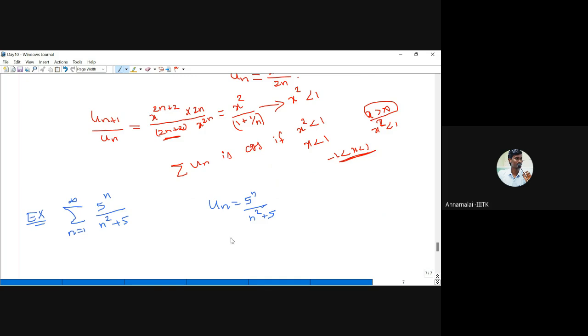Now, how can we choose Vn? We are going to apply un by Vn. If it is non-zero, then we can say that. Or if you want, we can apply the comparison test also. So you can use the comparison test. Can you find any bigger element compared to this?